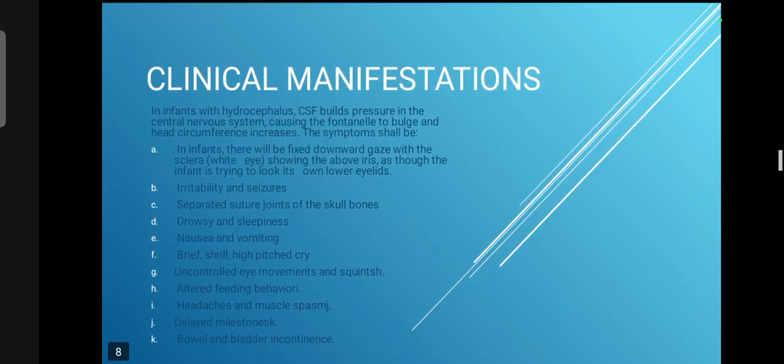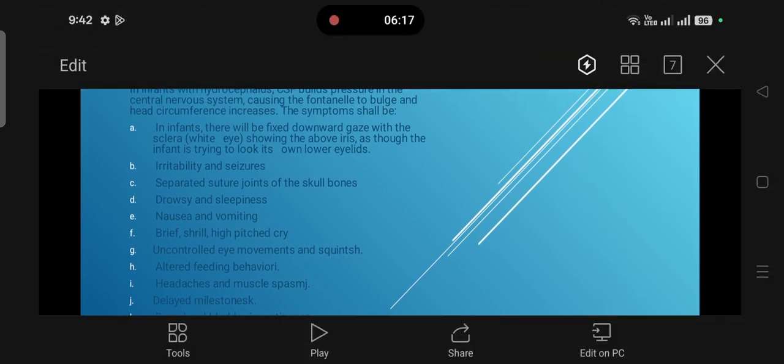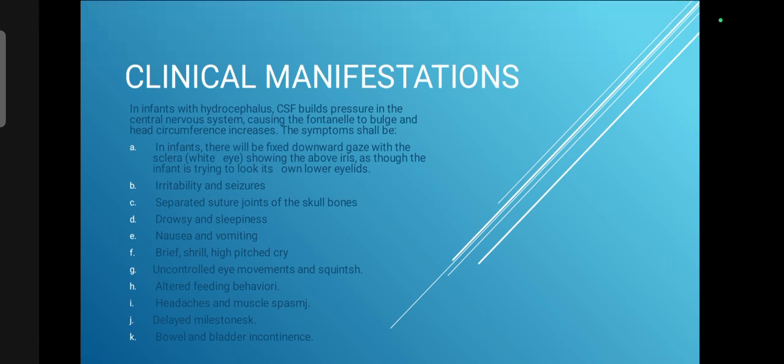Next, about the clinical manifestations of hydrocephalus. In infants with hydrocephalus, CSF builds pressure in the central nervous system, causing the fontanel to bulge and head circumference to increase. The symptoms in infants include a fixed downward gaze with the sclera showing above the iris, as though the infant is trying to look at its own lower eyelids.